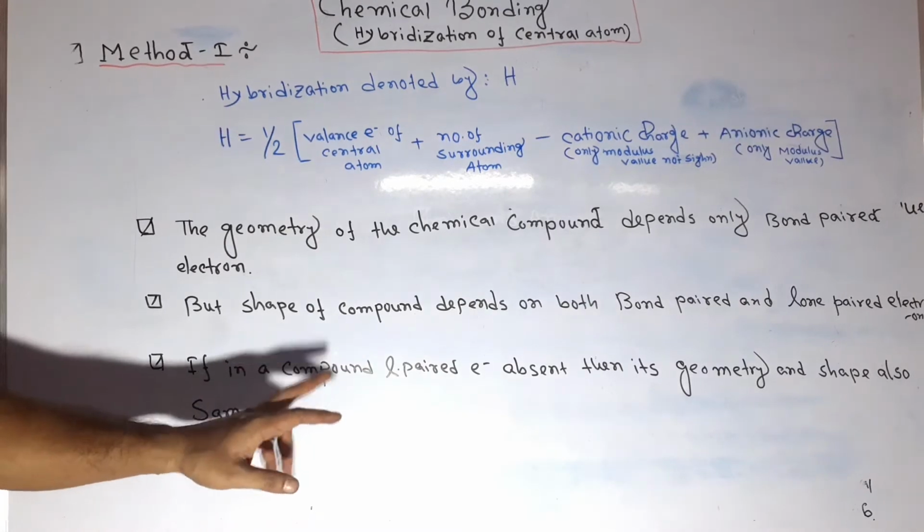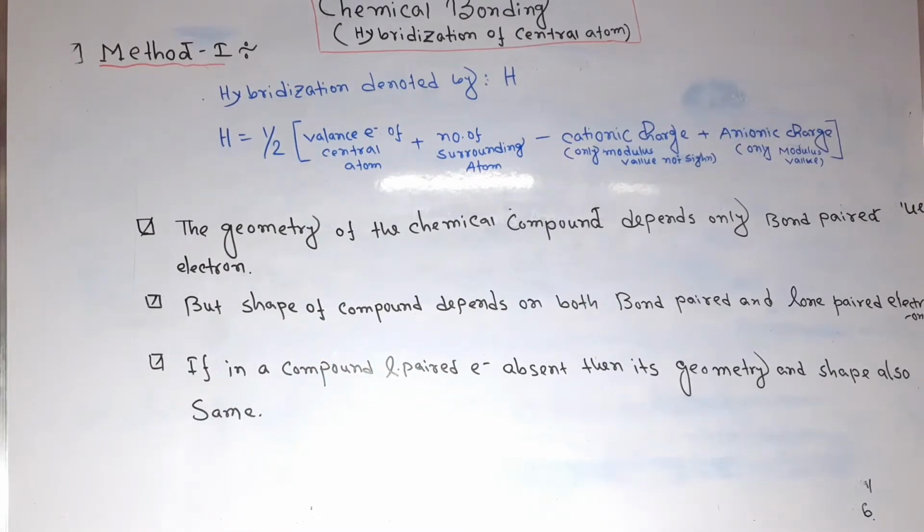Which hybridization, what the bond paired electrons are, the number of lone paired electrons present in a compound, their shape, their geometry, and their bond angle are all given by the VSEPR theory model. This is very important for geometry, shape, number of bond pair and lone pair electrons, bond angle and hybridization name. All this data can be given from VSEPR theory.